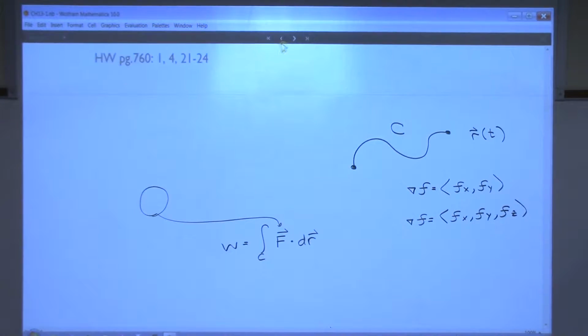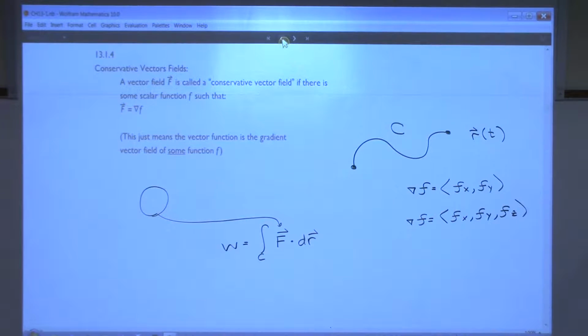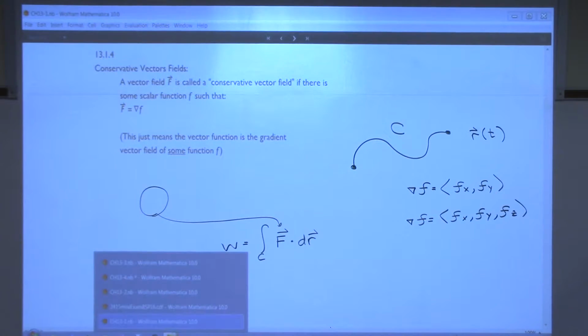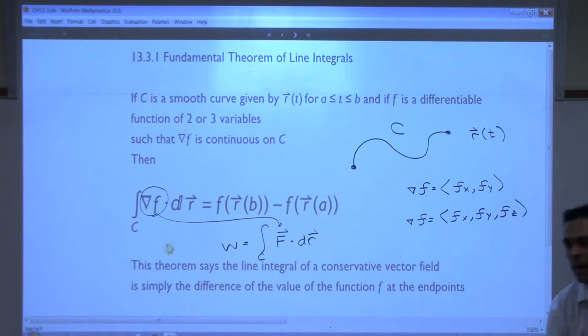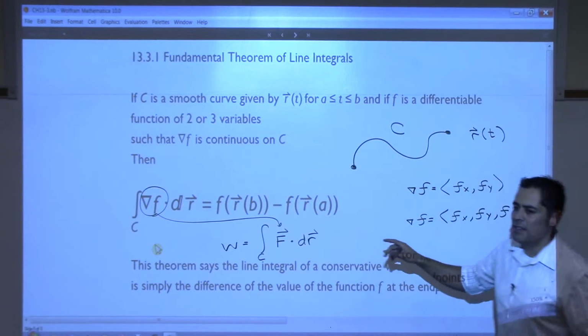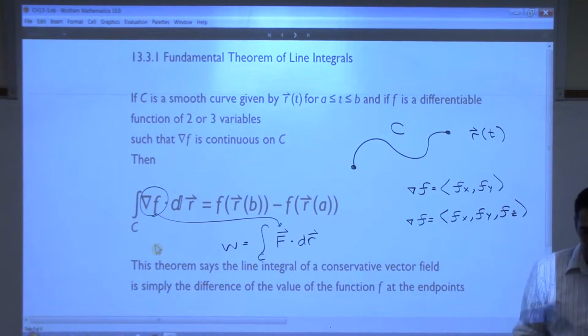Vector fields. Conservative vector fields. A vector field F is called conservative if basically it's the gradient of some little f. So that's what that theorem is saying, that you can just evaluate the scalar function at the endpoints as long as that field was conservative. So isn't it going to be very important for us to determine whether or not a vector field is conservative? Because if it is, we can use this.